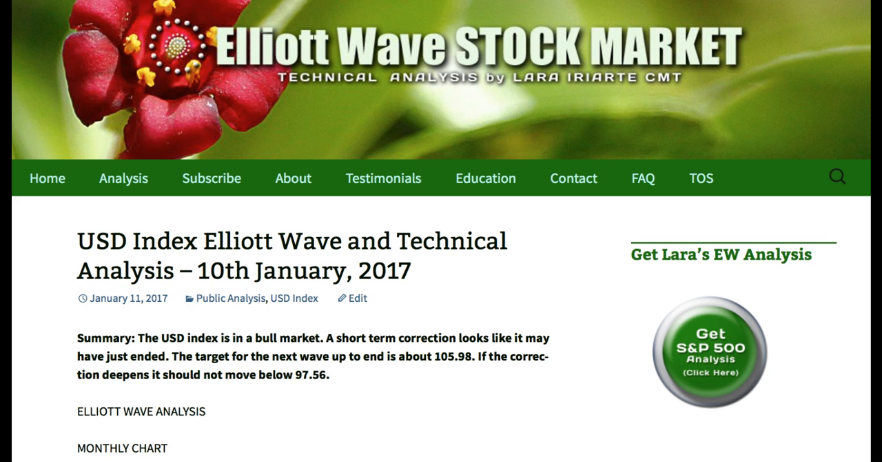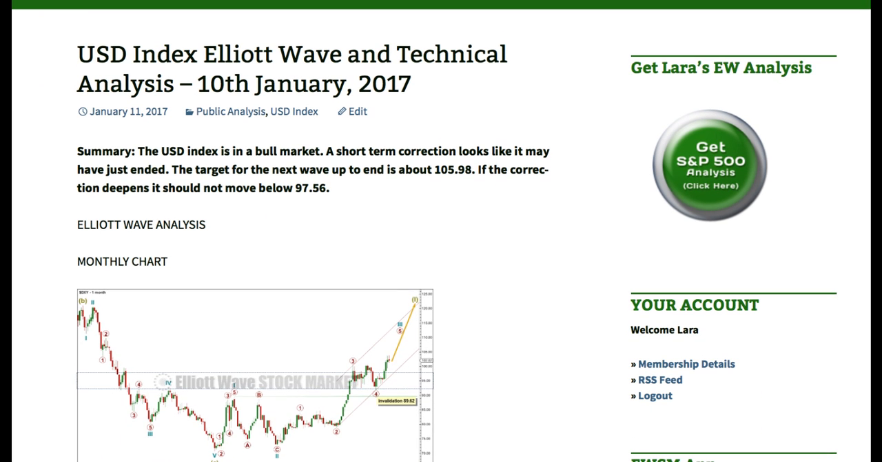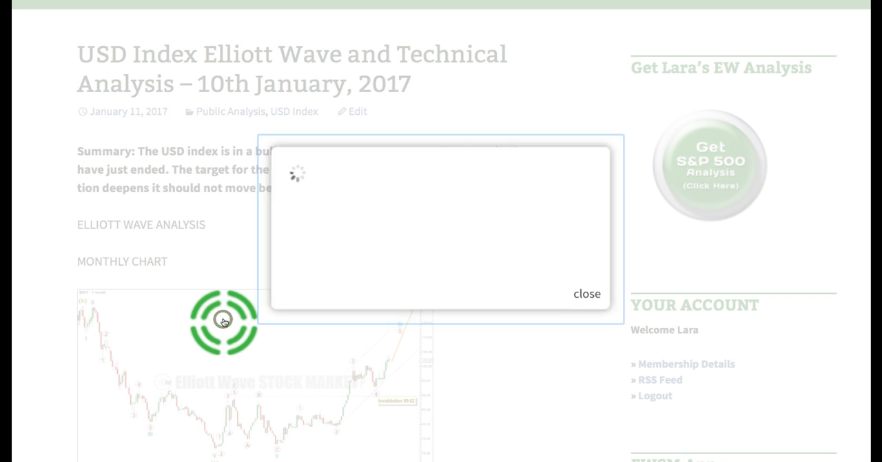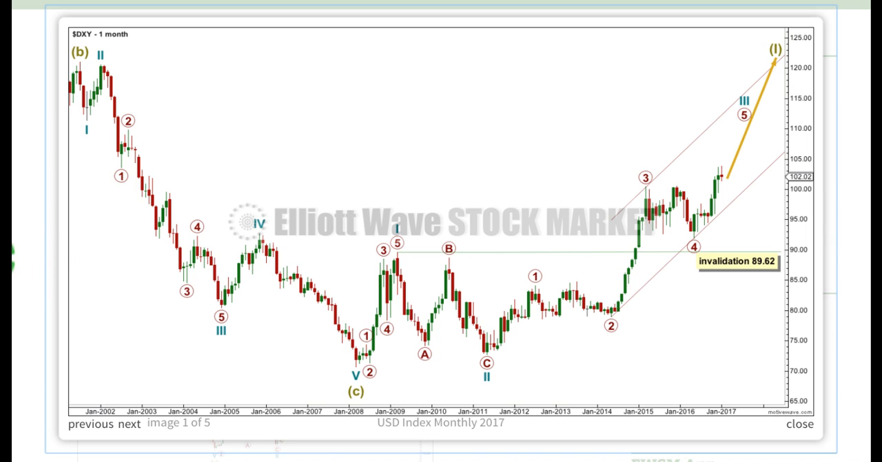The US dollar index is in a bull market. Short term it looks like a small correction is over and the next wave up may have begun. The target for the next wave up to end is 105.98. Let's have a look at the Elliott wave analysis first, classic technical analysis last.